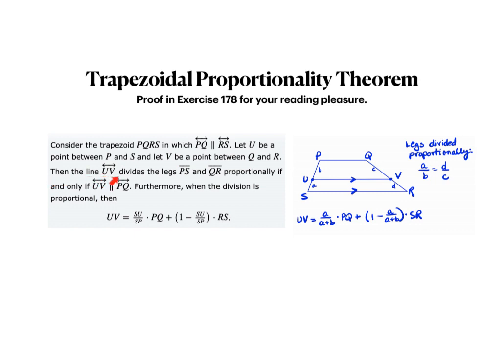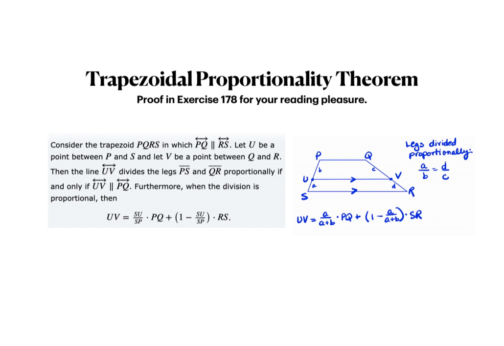Then the line UV divides the legs PS and QR proportionally if and only if line UV is parallel to line PQ. Furthermore, when the division is proportional, then I know that UV is equal to SU over SP times PQ plus 1 minus SU over SP times RS.